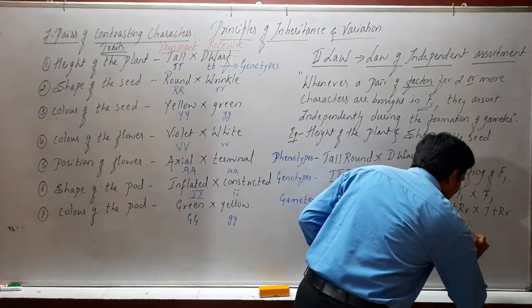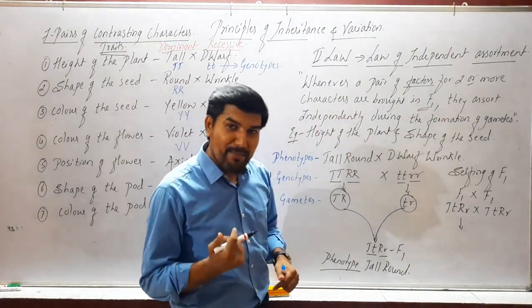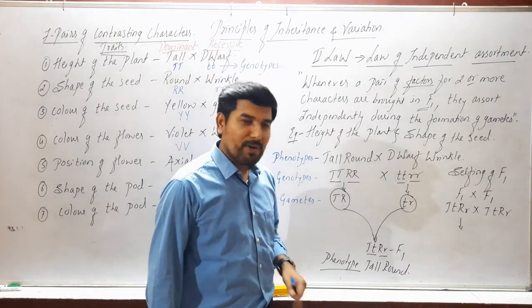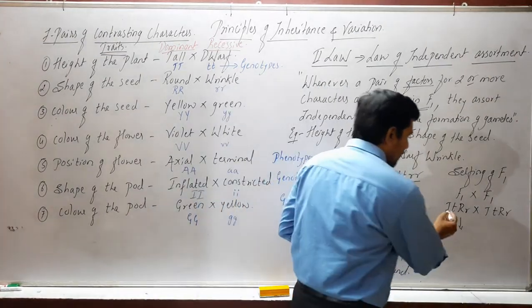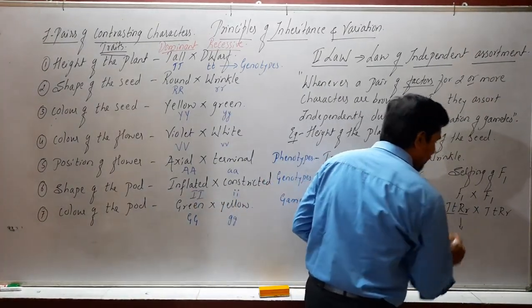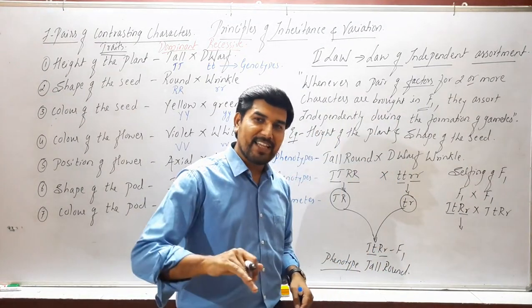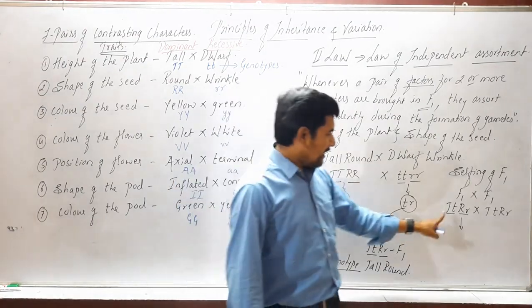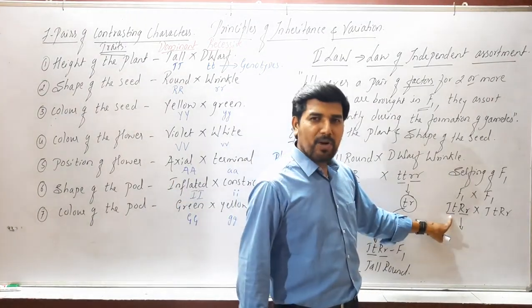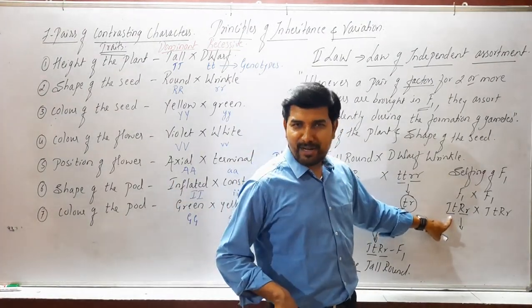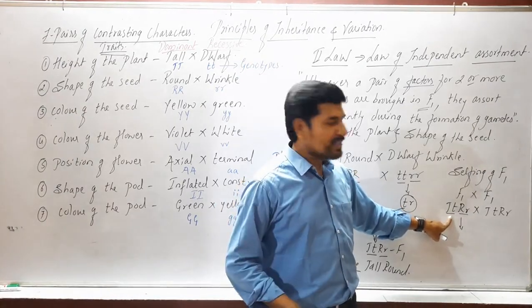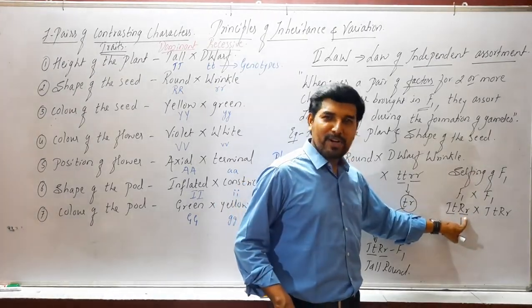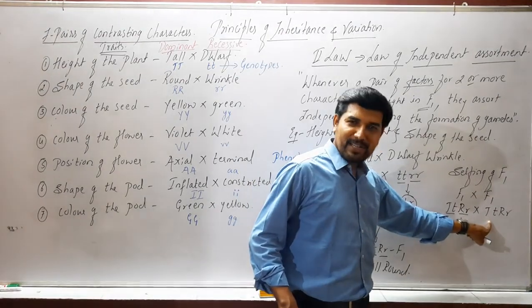Next we have to write the gametes. Gametes have to be formed. Now look at this. Capital T, small t. This is one pair. Capital R, small r. This is another pair. So we have taken two pairs of contrasting characters. Now look at this. Capital T, small t. Whether it is in homozygous condition or heterozygous? Yes, it is heterozygous. Capital R, small r. This is also heterozygous. This side, again it is heterozygous.